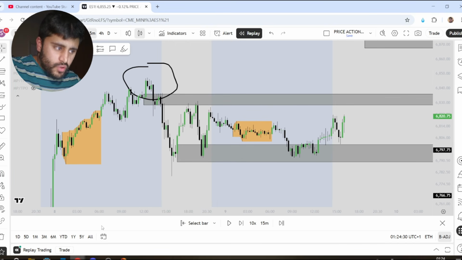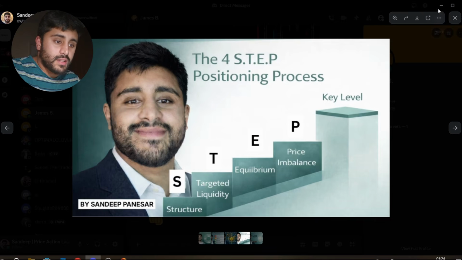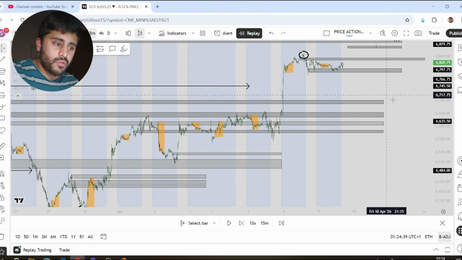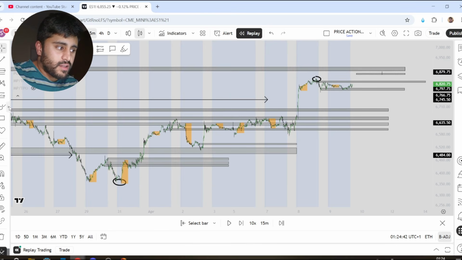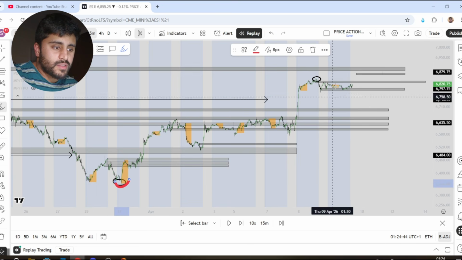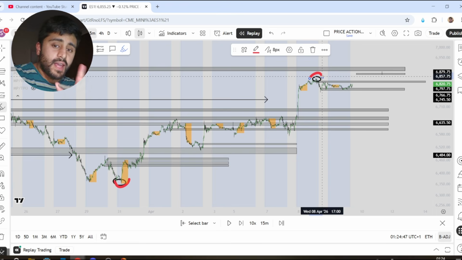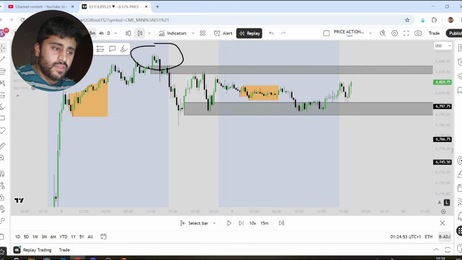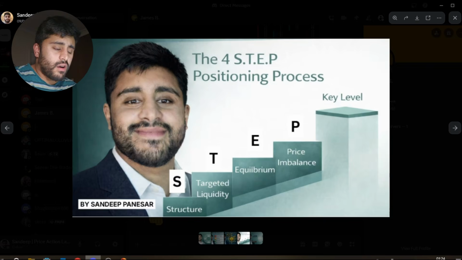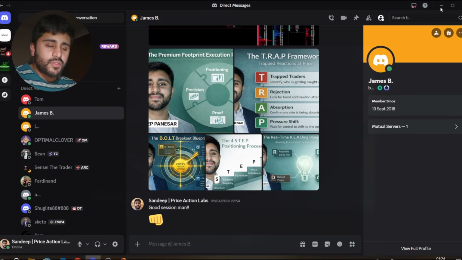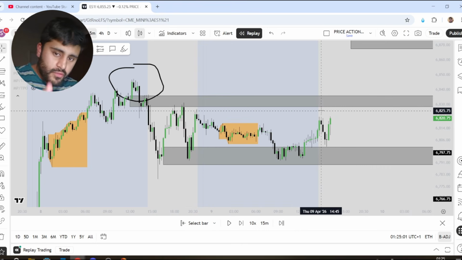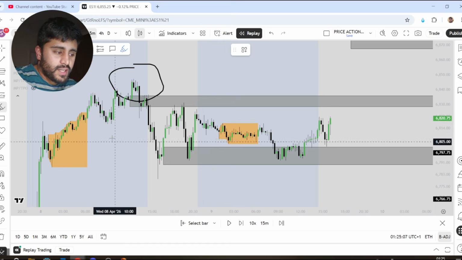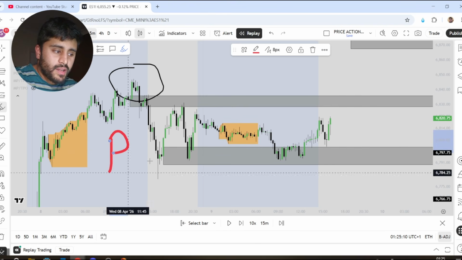What we're looking for is structure, then targeted liquidity. What I mean by targeted liquidity is simply the most recent high and the most recent low. In practice, this is the most recent low, this is the most recent high at the time. That's what we mean by targeted liquidity. After targeted liquidity is the equilibrium. For the equilibrium, you want to draw the fib from the low to the high. By doing that, you will find that all the way up here, we are in a premium.